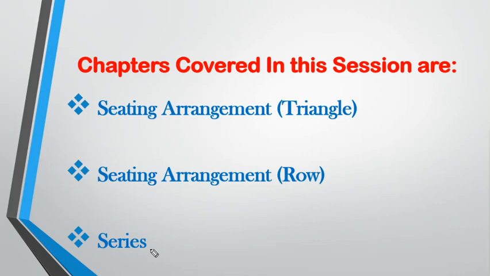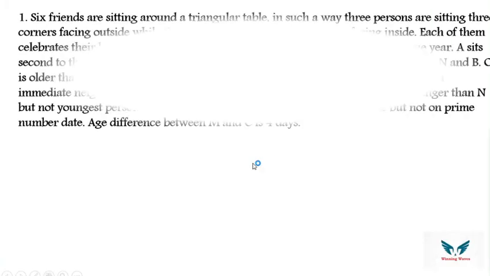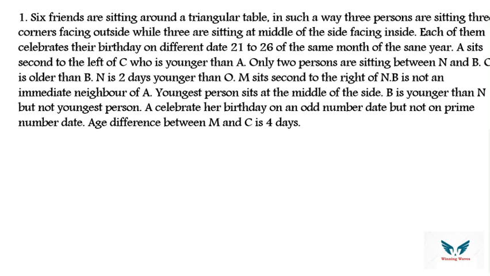So let's see question number 1. Six friends are sitting at a triangular table in such a way that 3 persons are sitting at the corners facing outside, while 3 are sitting at the middle of the sides facing inside. Already it is given there are 6 people. Out of 6 people, 3 are at corners and the remaining 3 are at the middle of the sides.